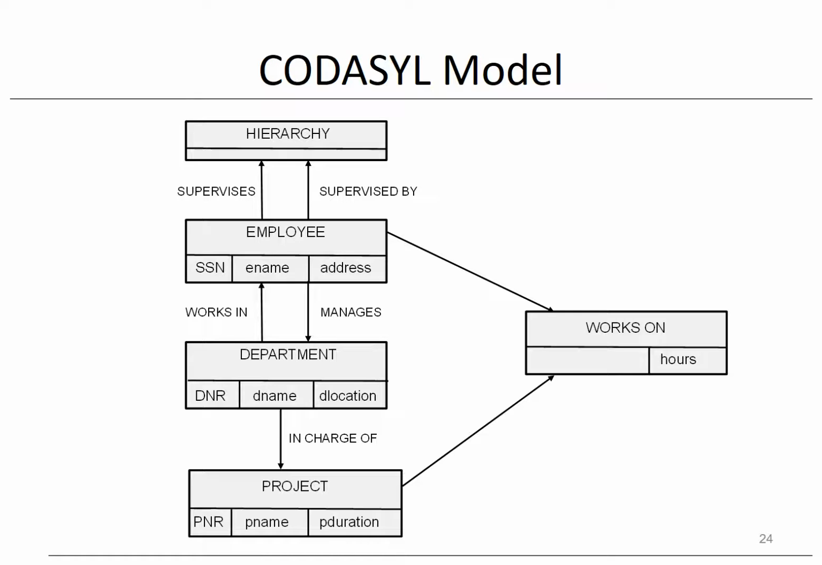Two set types are defined between employee and department. The works in set type models which employee works in what department. The manager set type models which employee manages what department. Finally, the set type in charge of between department and project models which projects a department works on.